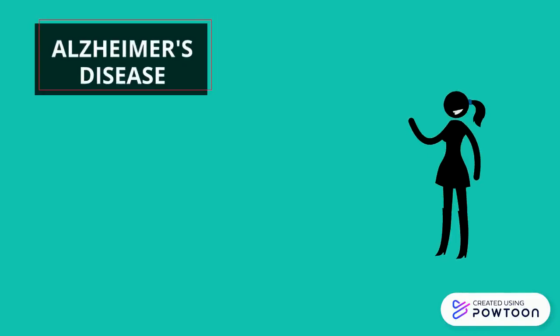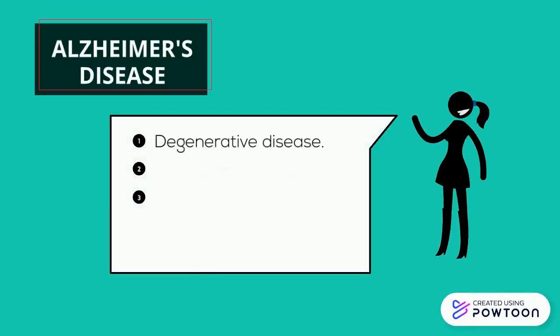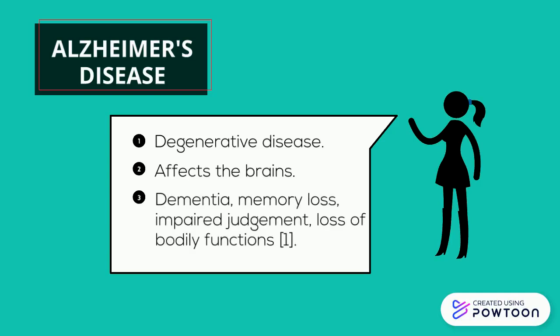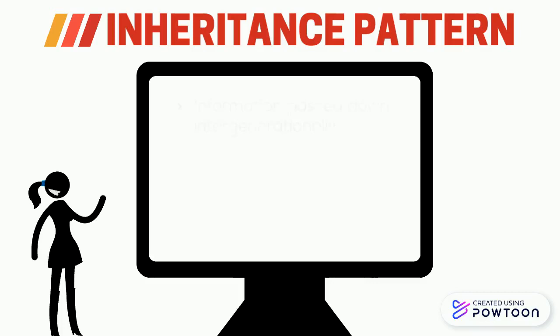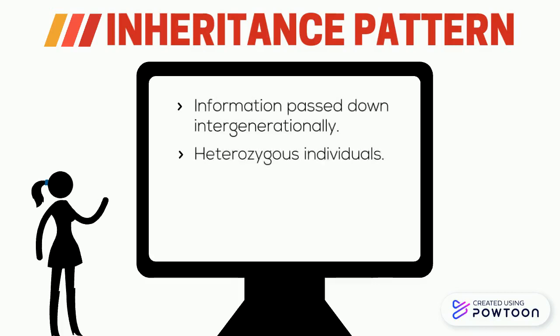Alzheimer's is a degenerative disease affecting the brain. It is characterized by dementia resulting in memory loss, impaired judgment, and loss of function. Inheritance is a method in which genetic information is passed intergenerationally.